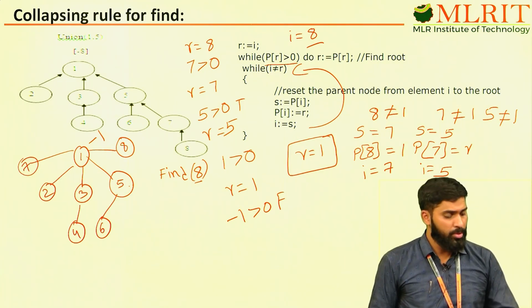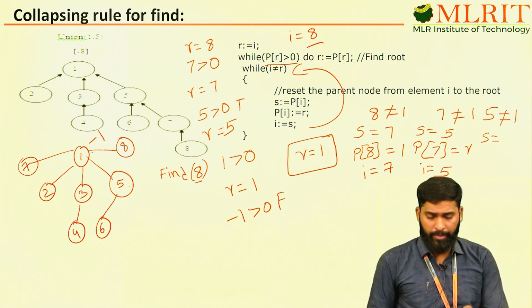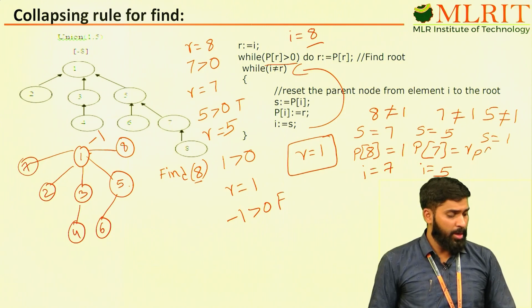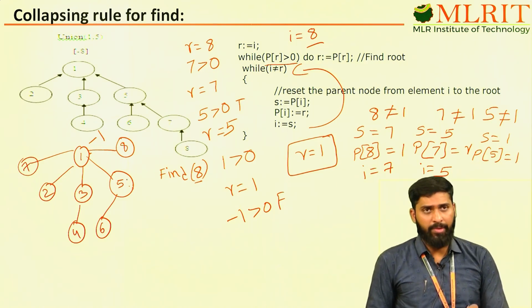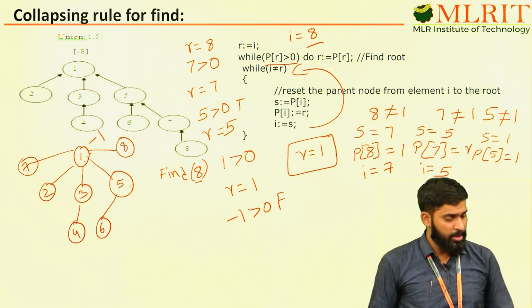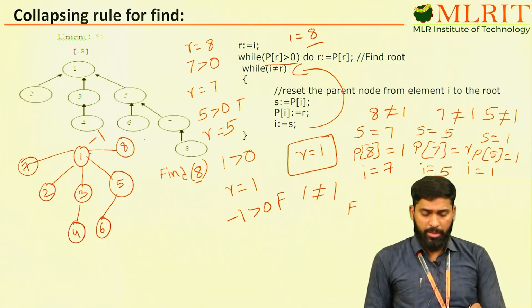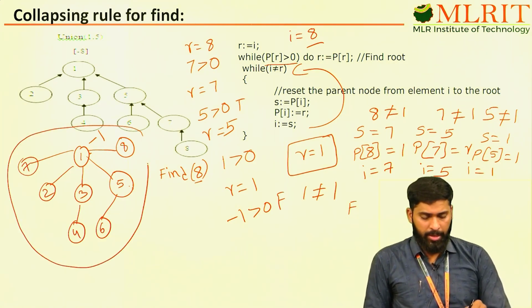Yes, it is true. Enter into the block. S equals parent of 5. What is the parent of 5? 1 here. And parent of 5 equals R. R is 1. So the parent of 5 is 1 now. Next I equals S. What is S? 1. Next iteration, 1 not equals 1, it is false. Now this is the resultant tree.